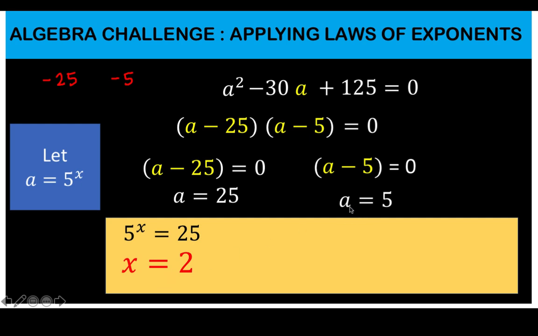Then at the right side, since a is equal to 5 raised to x, let's do the unsubstitution. Let's unsubstitute now the value of a. So a is equal to 5 raised to x. That is the substitution. Then copy equals 5. To what exponent should 5 be raised in order to get 5? The answer is 1. So the two roots now of our original equation are x equals 2 and x equals 1.